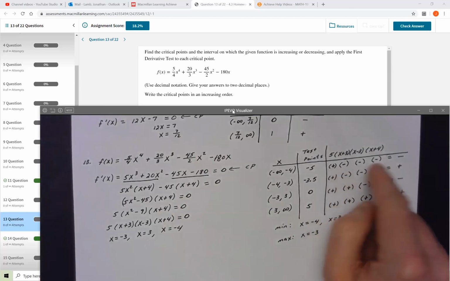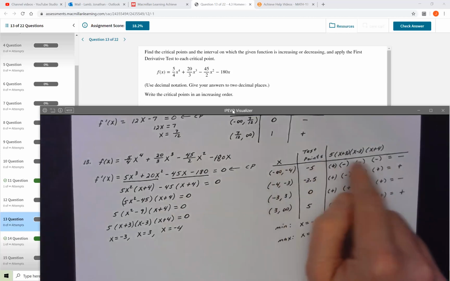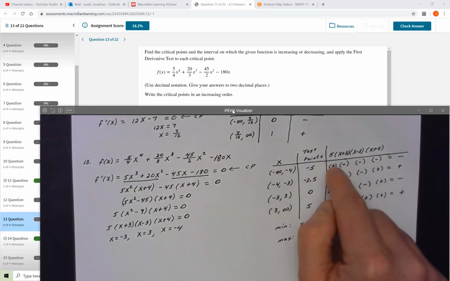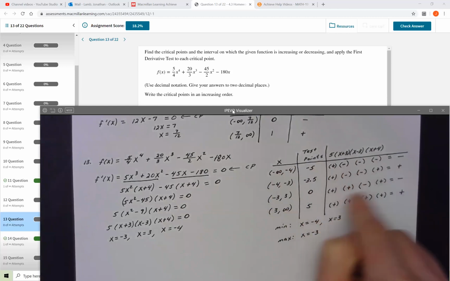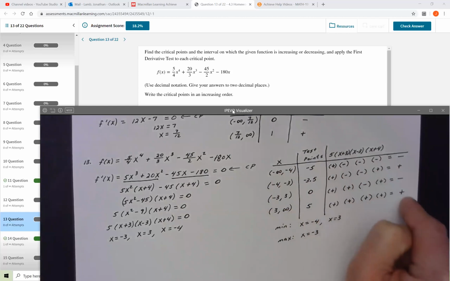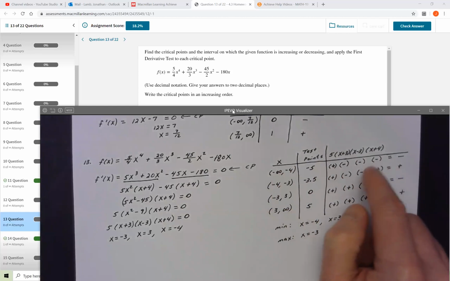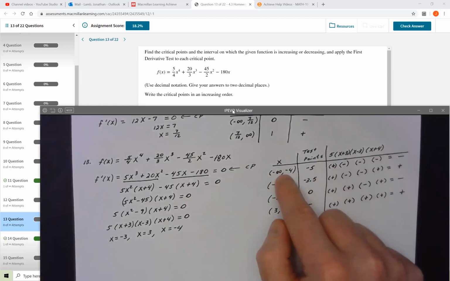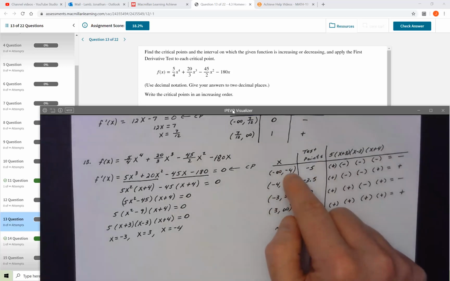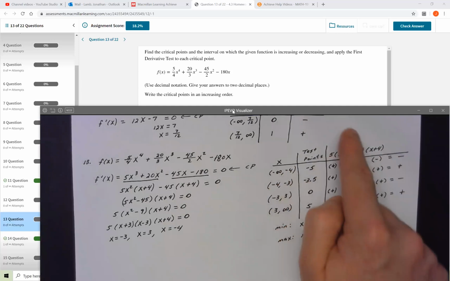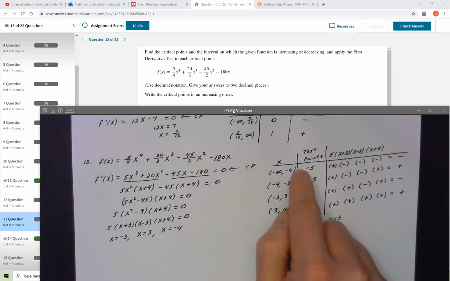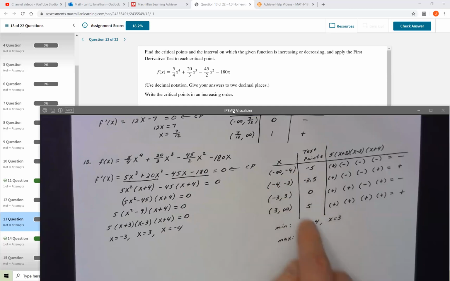Now, in order to determine the sign in each interval, I just multiply across. I can say, well, I know that 3 negatives make a negative. 2 negatives make a positive, 1 negative makes a negative, and the product of 4 positive numbers is positive. So this tells me that my function is decreasing from negative infinity to negative 4. Then it's going to be increasing from negative 4 to negative 3. Anytime you change from decreasing to increasing, you're going to have a minimum at that critical point. So you'll see I said there was a minimum at negative 4.